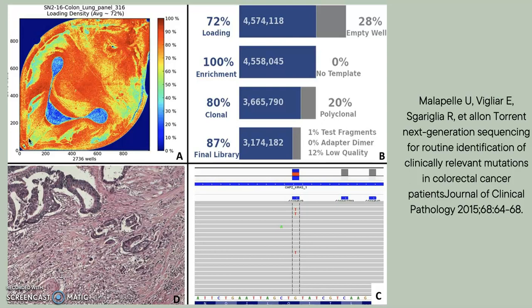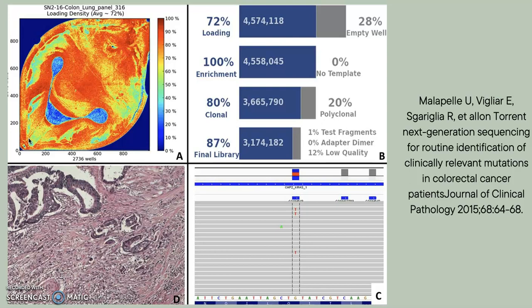Figure A shows the loading density of the torrent and performance parameters. Figure B is showing results of the Ion Torrent sequencing run that had 316 chips. And then the figure is also showing that there was a low frequency of the KRAS mutant allele. Overall, these results show that the Ion Torrent sequencing was somewhat better at detecting mutant alleles than Sanger sequencing in colorectal patients.